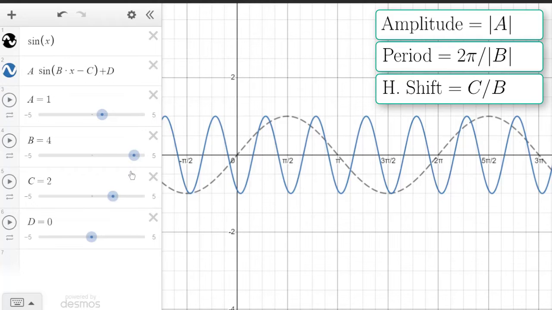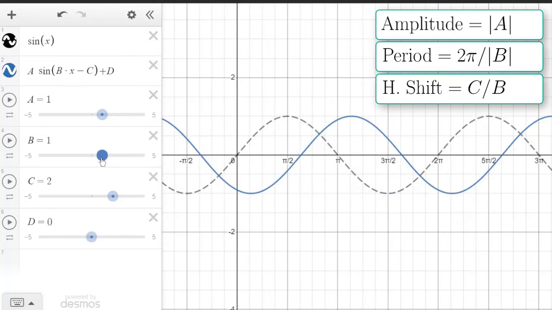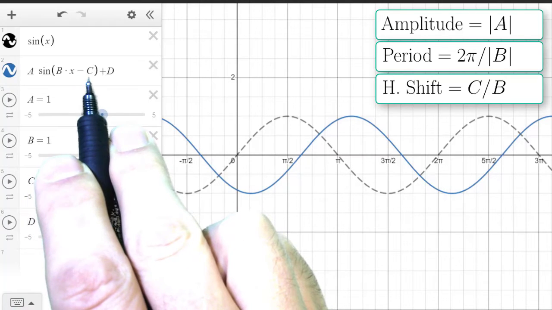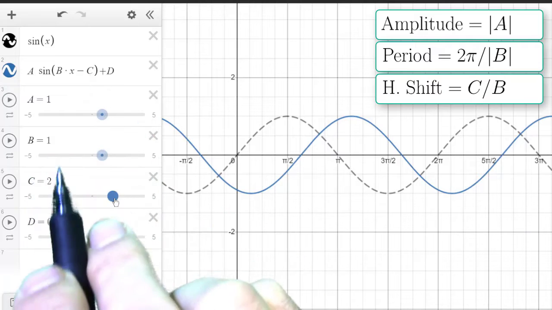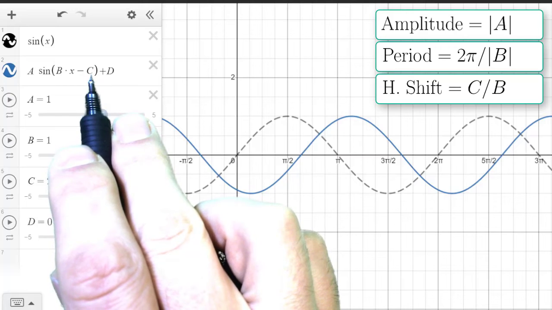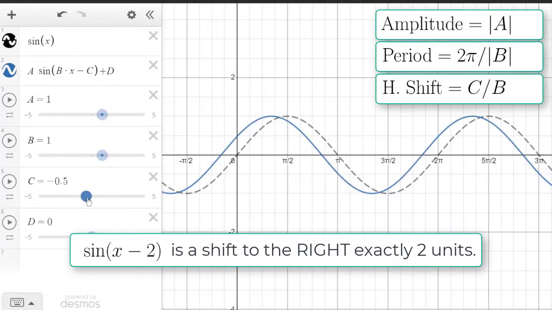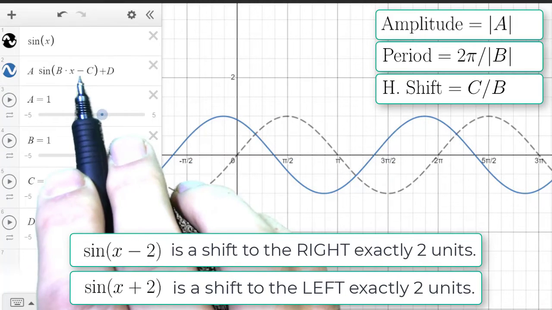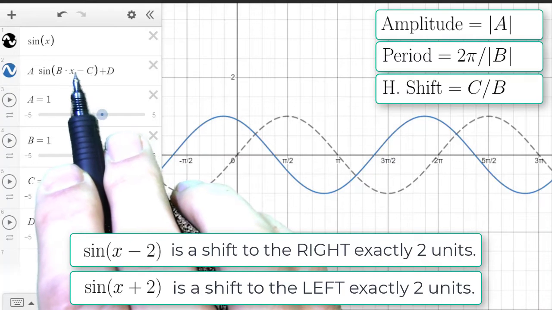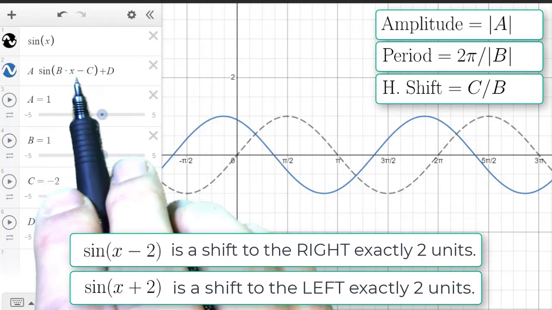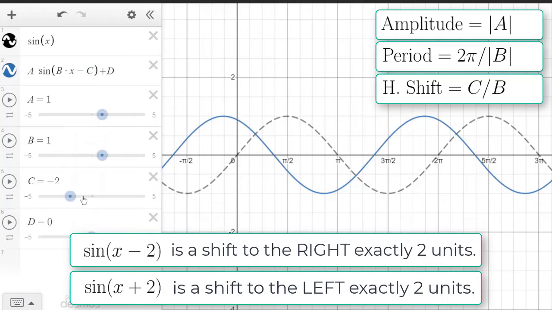Now I want to point out one more thing here. Let me return b to 1 so that we don't have to worry about the b. And I want to point out that when the c is 2, what you're going to see in here is a minus 2. It's a minus sign, but the c is positive. So when you see a minus a positive number, that's actually a shift to the right. And if c were negative, say negative 2, that's going to be a shift to the left. But what you'll see in here is a plus 2, because we're subtracting a negative number. So be sure to keep that in mind. When you actually see a minus, it's actually a shift to the right, and when you see a plus, it's a shift to the left.